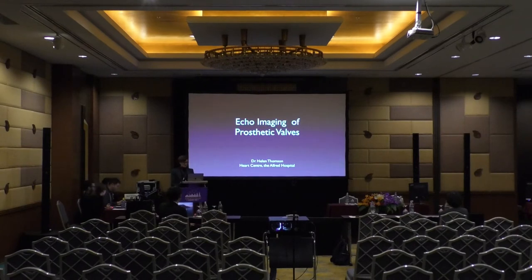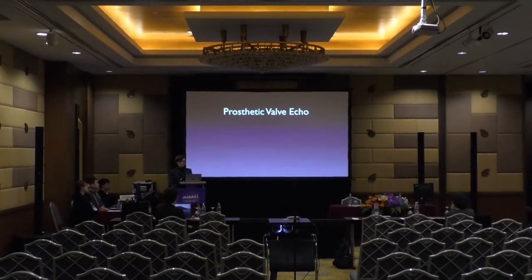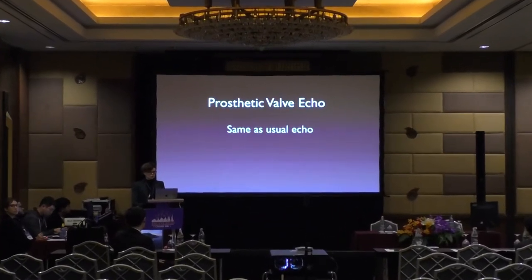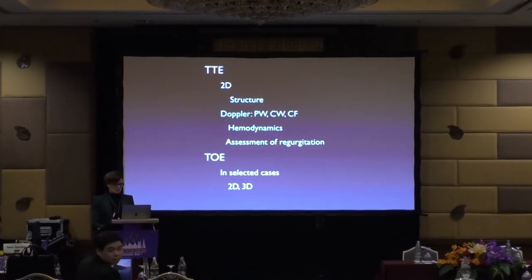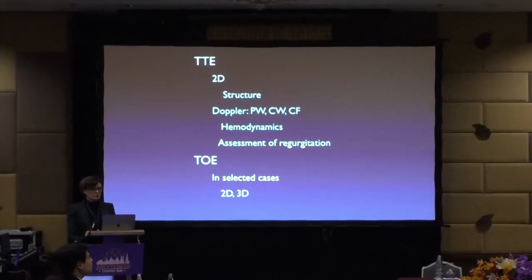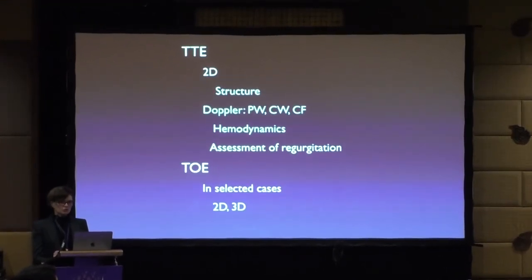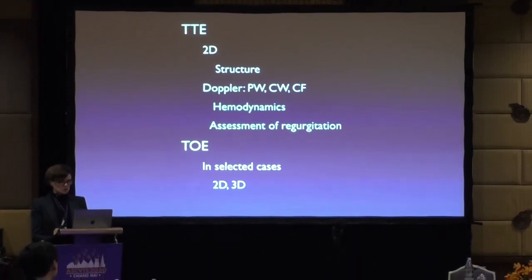Thank you very much. I've been asked to speak about echo imaging of prosthetic valves. So what do you do when you do an echo with a prosthetic valve? Pretty much the same as usual, but there are some differences. So we usually begin with a transthoracic echo. We do 2D to look at structure. We do Doppler to look at hemodynamics and to assess regurgitation. And then in selected cases, we go on to do a transesophageal echo, looking mainly at the structure of the valve.